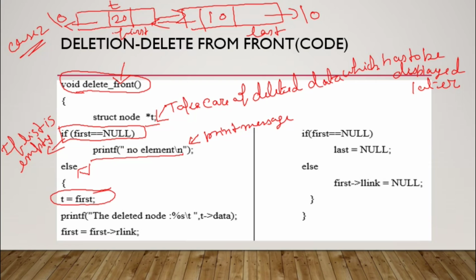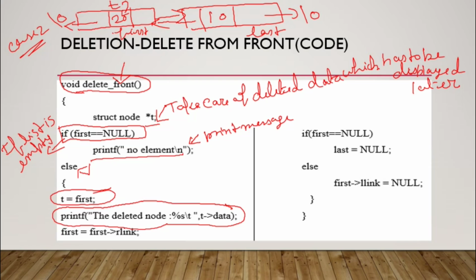Now students, we make t point to the first and we have to store the deleted data. For that we are making use of t. That deleted data, t of data, we are keeping it in t of data. So now this will store this data.